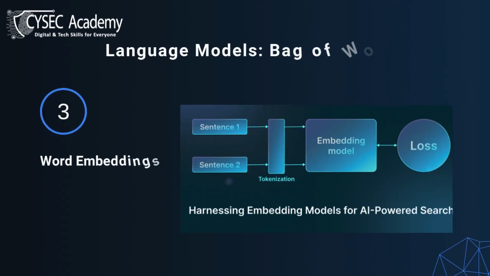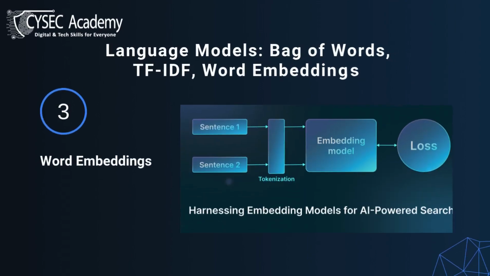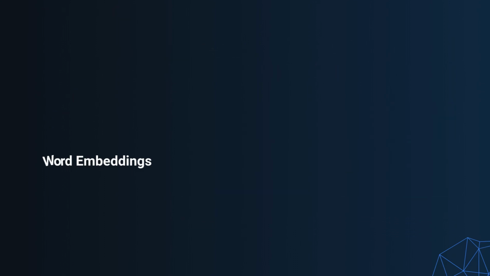documents. 3. Word embeddings. Word embeddings are vector-based word representations that capture meaning and context, offering deeper insight than BAW or TF-IDF. Techniques like Word2Vec, GloVe, and FastText create word embeddings that capture meaning and context, boosting NLP performance.